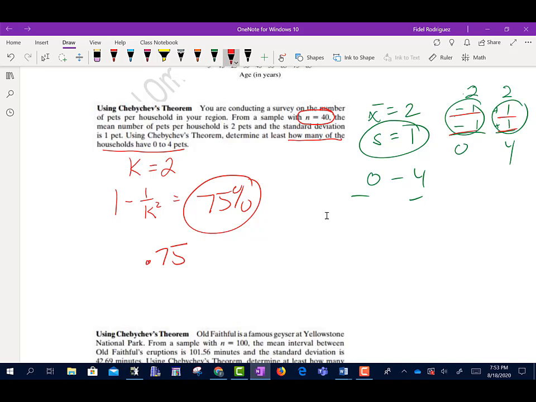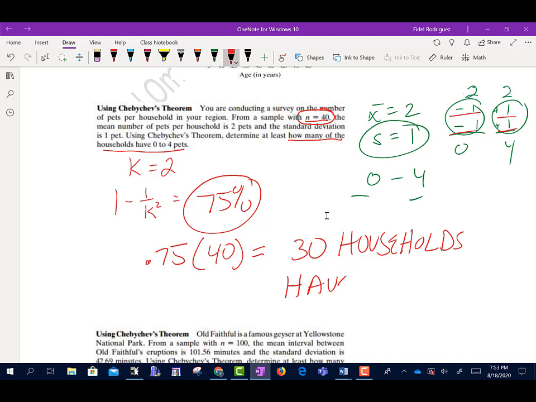Well, how many households do we have? That's going to be my n. So I'm going to take 75% of 40, and that's going to give me 30. So 30 households have between 0 and 4 pets. Okay.